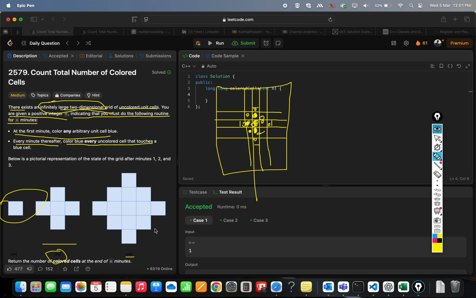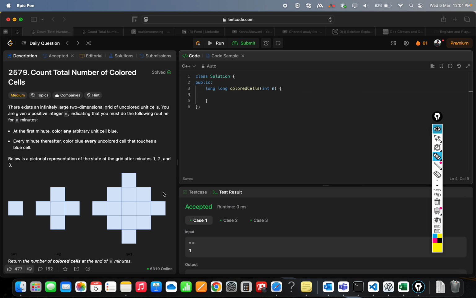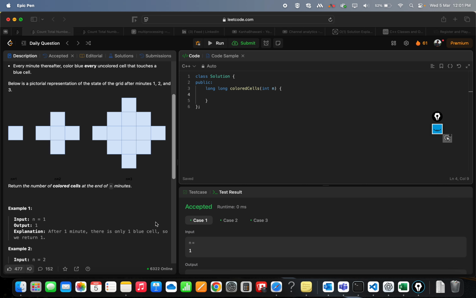So what can we do here? Is it a graph problem? Is it a DP problem? Is it a math problem? So let's see.